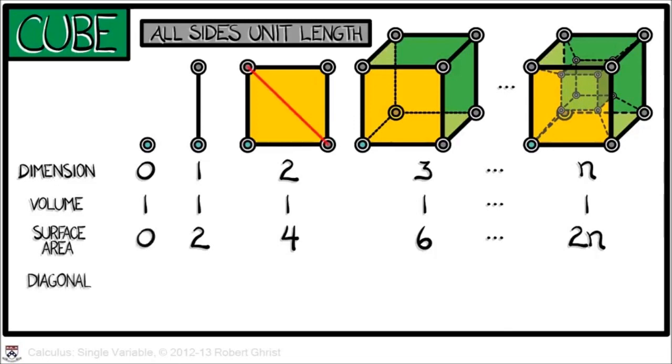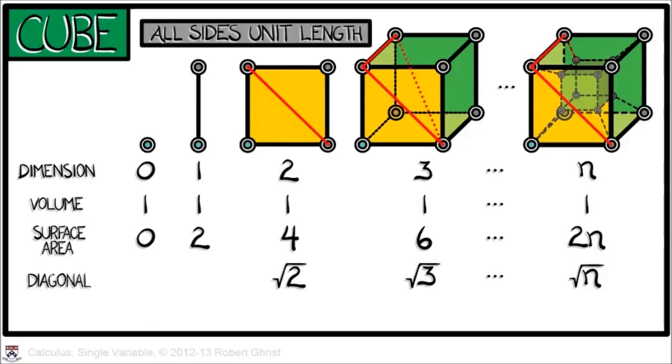The diagonal of a cube is the distance between opposite corners. We know from Pythagoras what that is for a two-dimensional cube. That's square root of 2. What about for a three-dimensional cube? Well, we would have to apply the Pythagorean theorem twice to obtain the square root of 3 as the length of this long diagonal between opposite corners. If we continue inductively, we can show that the diagonal of the n-dimensional cube has length square root of n.